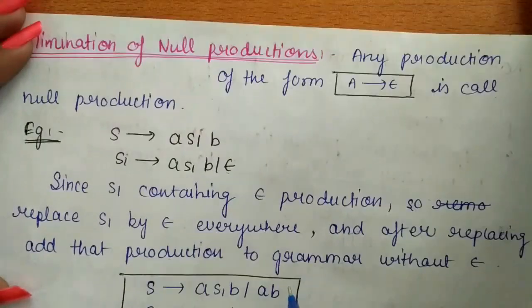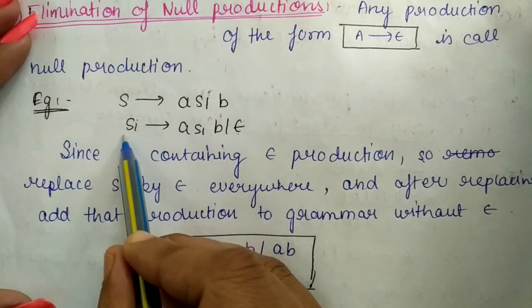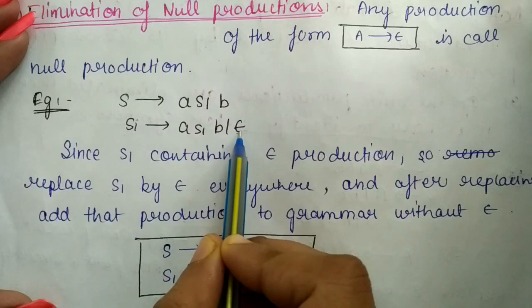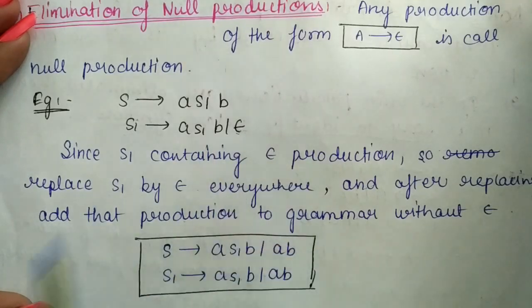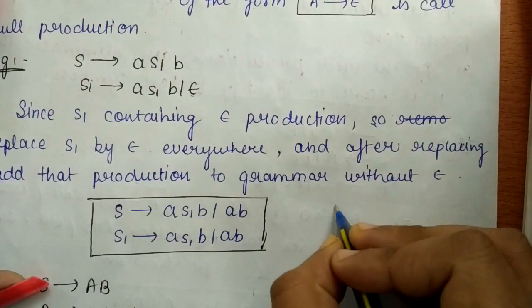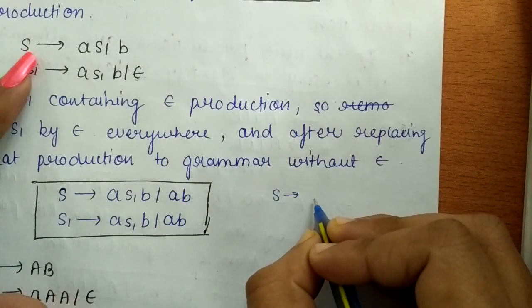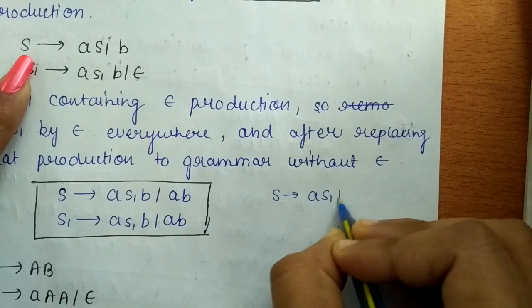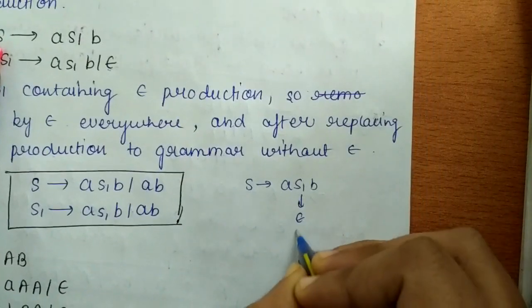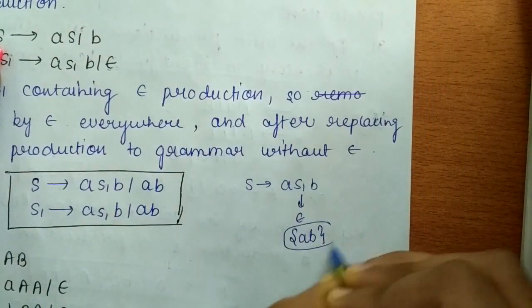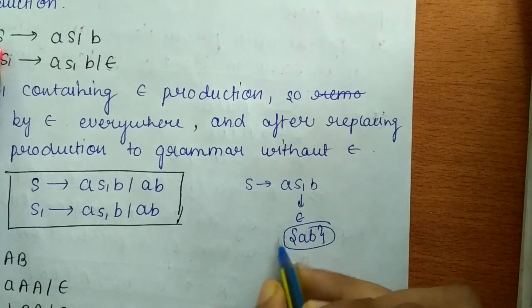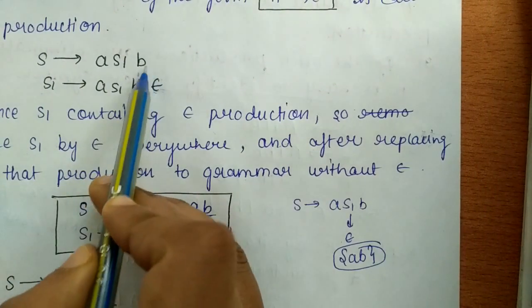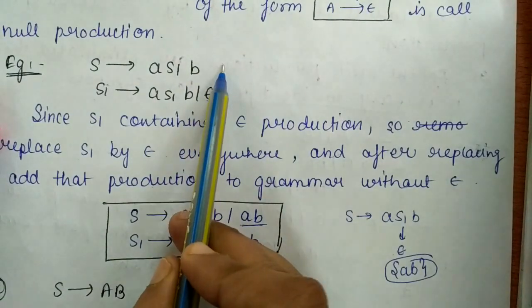First of all, which production has the null symbol? S1 has the null production. Now how can you replace it? First of all, where do you have S1? In the S production you have S1. Okay, so you will replace this S1 by epsilon. Now what will you get? AB. So after replacing epsilon, what are you getting? You will add this in the grammar. Okay, add this in the grammar.